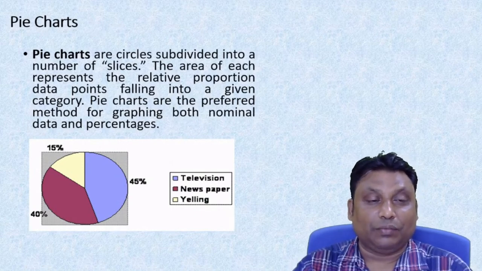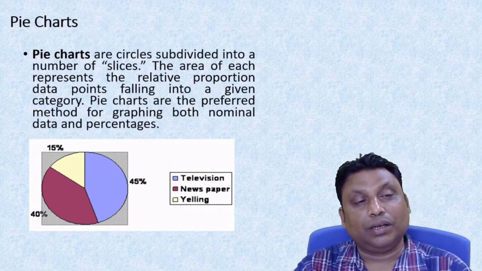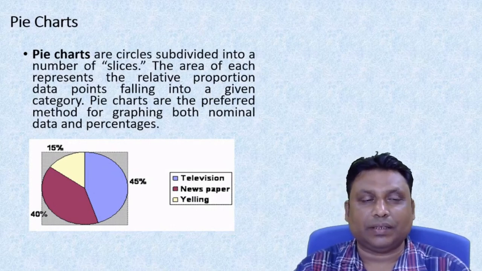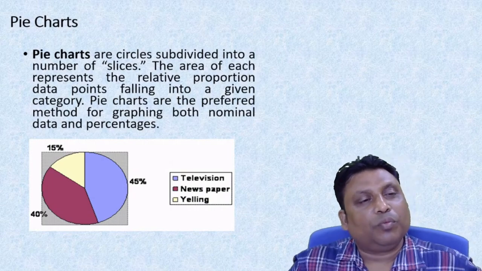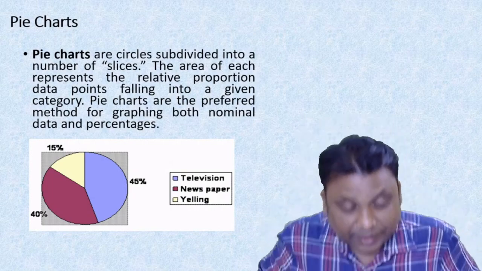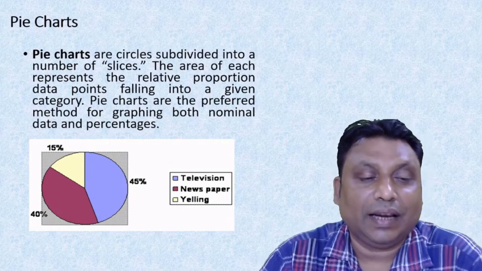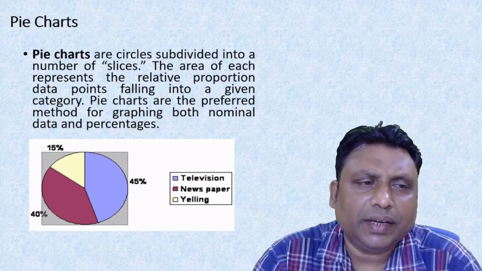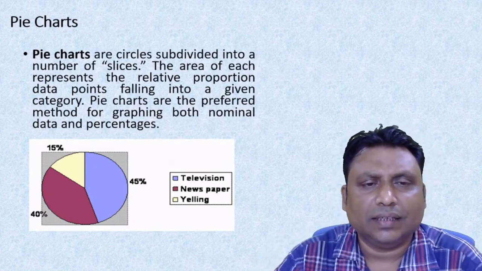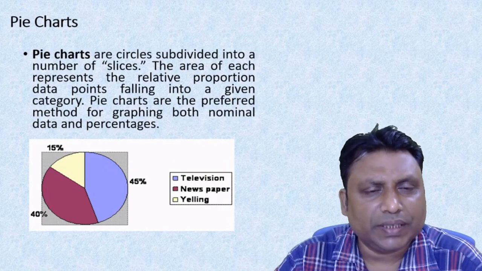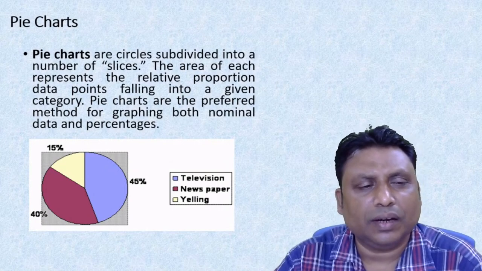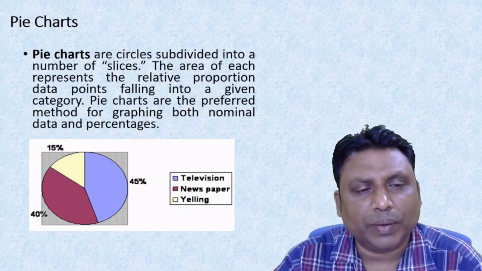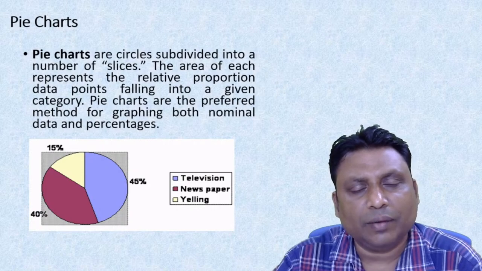This is very important when you are doing your research work. Mostly when you are going for graphical representation, these three diagrams are the most important. One is the bar diagram, one is the line graph, and another one is the pie chart or pie graph, you can say. So pie charts are circles subdivided into a number of slices. The area of each represents the relative proportion of data points falling into a given category. Pie charts are the preferred method for graphing both nominal data and percentages.